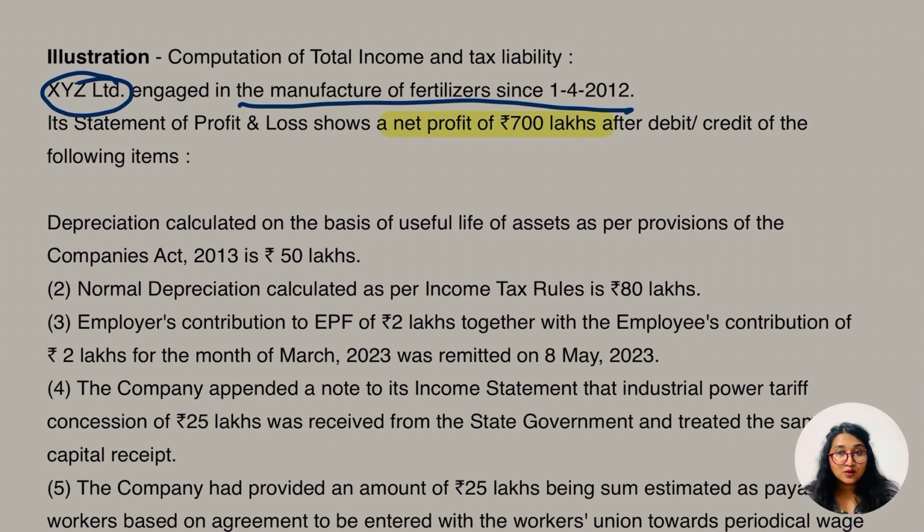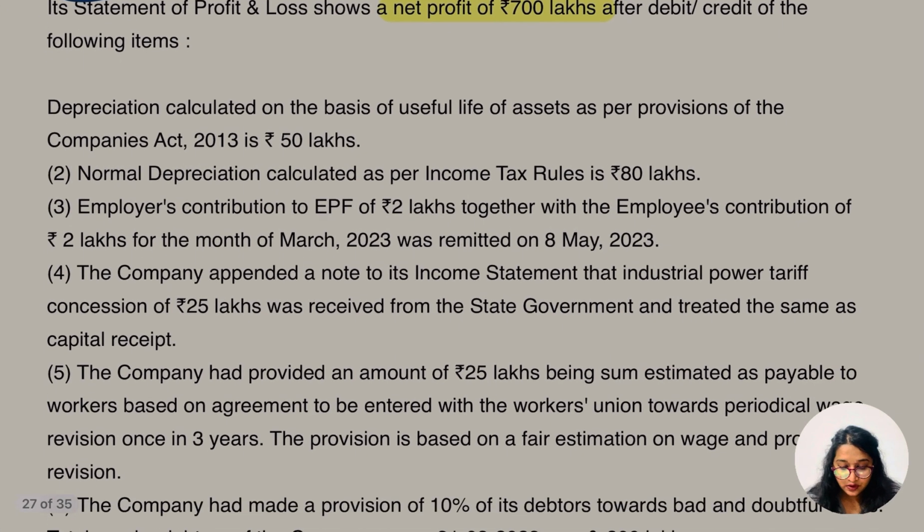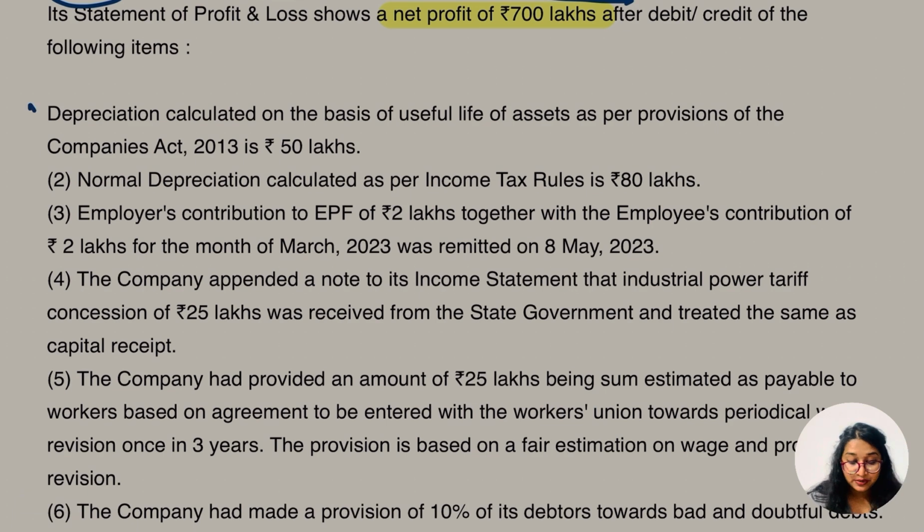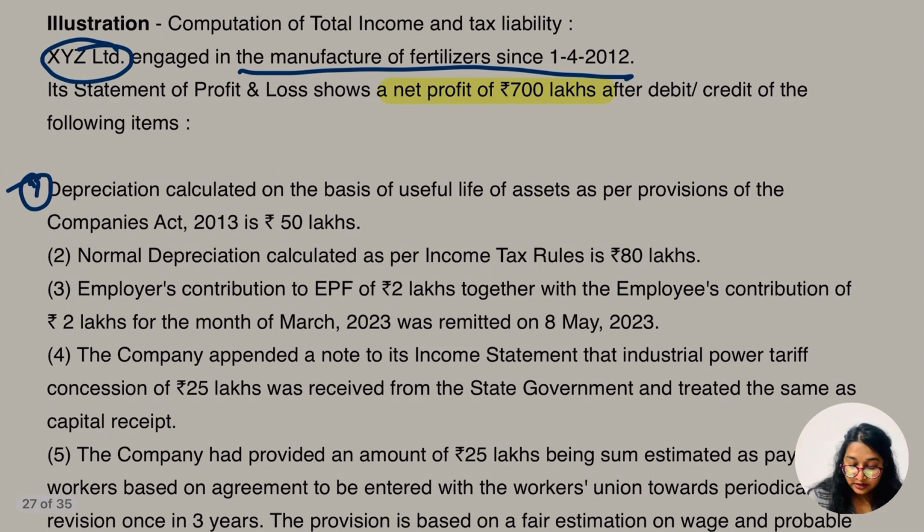Okay, so as per Section 35AD, for the specified business, some of the deduction would be allowable, right? Then we'll see in this illustration. Here the first point is about the depreciation, which is to be added back, as they are saying, in the profit and loss.